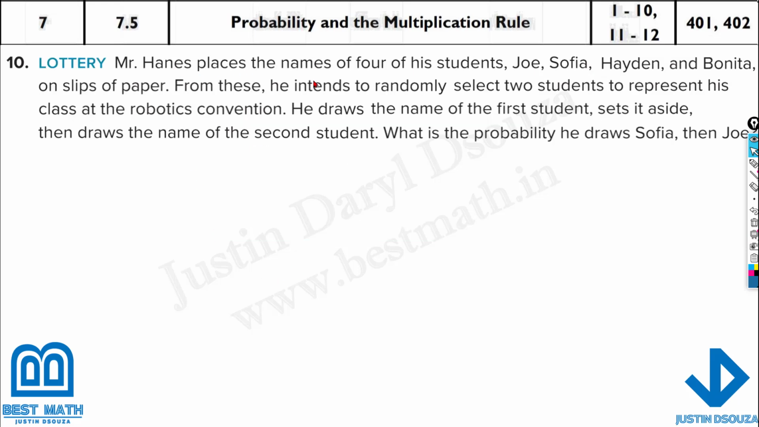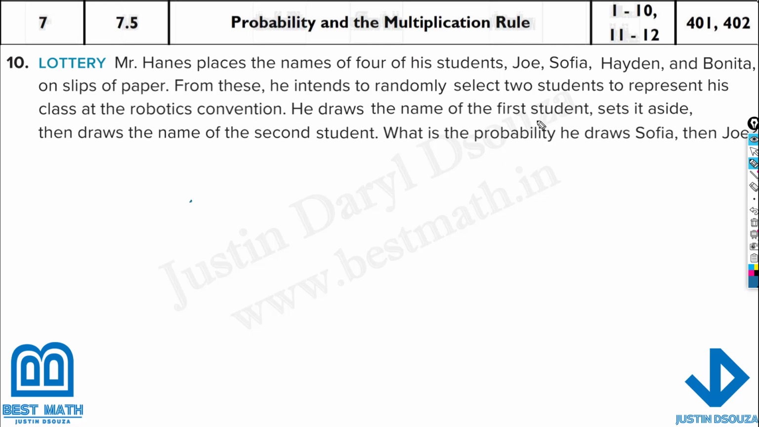Mr. Hans places the names of 4 of his students, Joe, Sophia, Hayden, and Bonita, on slips of paper. From these, he intends to randomly select 2 students to represent his class at the robotics convention. He draws the name of the first student, sets it aside, then draws the name of the second student. What is the probability he draws Sophia, then Joe?